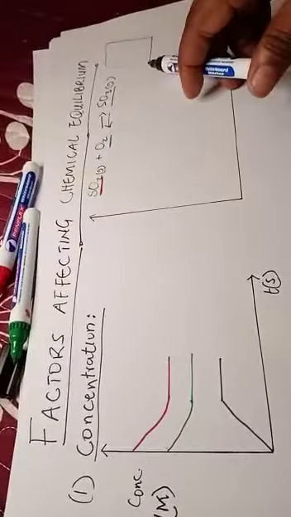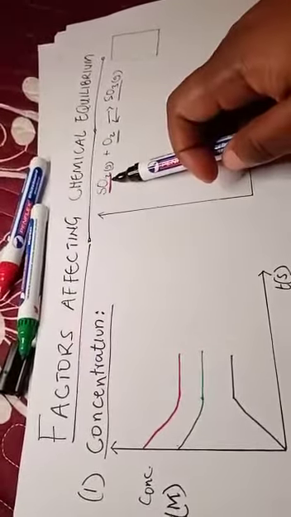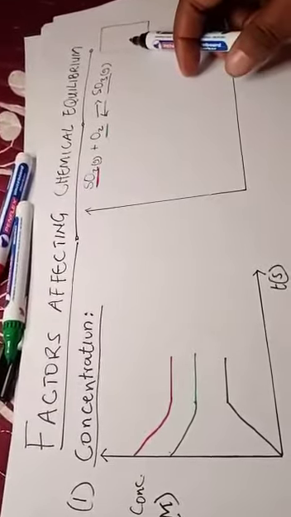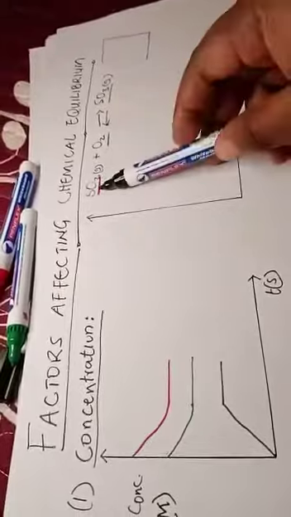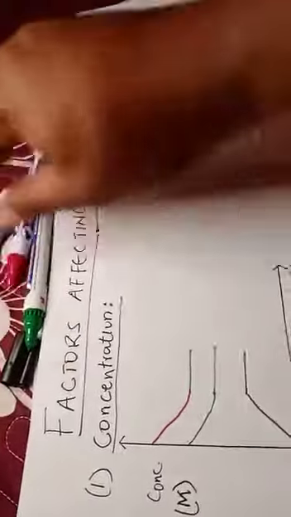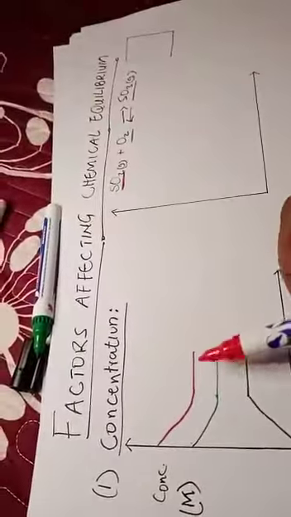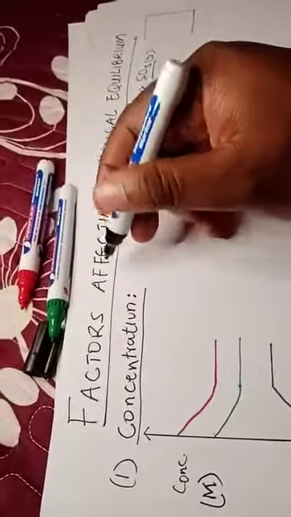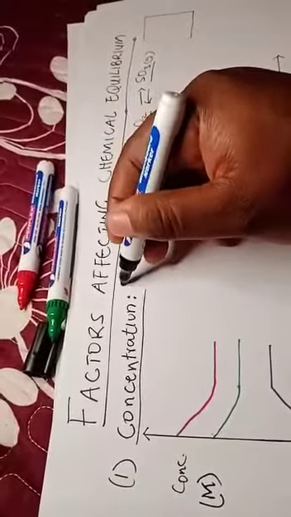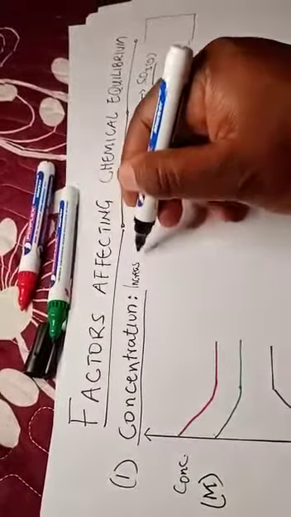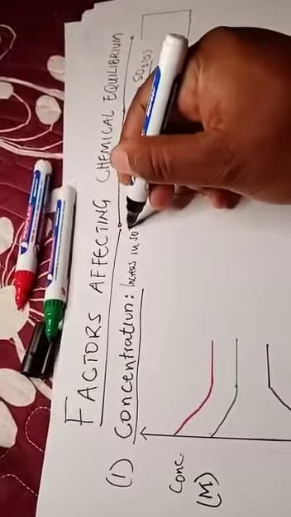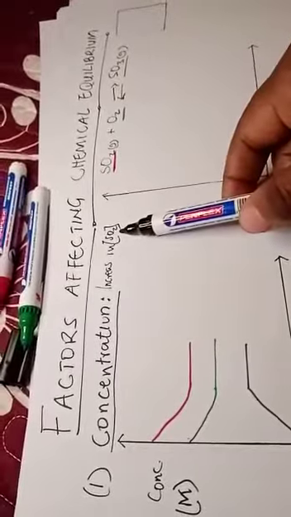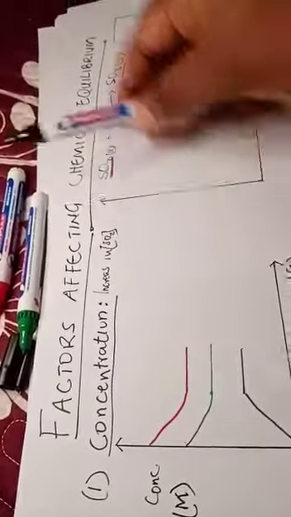I use a syringe and introduce sulfur dioxide. This is a closed system. I pump in sulfur dioxide. So in other words, the disturbance here is an increase in the concentration of sulfur dioxide. That's the disturbance here. We are introducing an increase in concentration of sulfur dioxide.